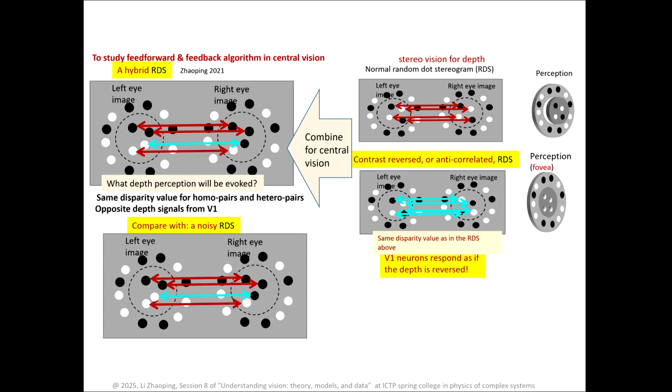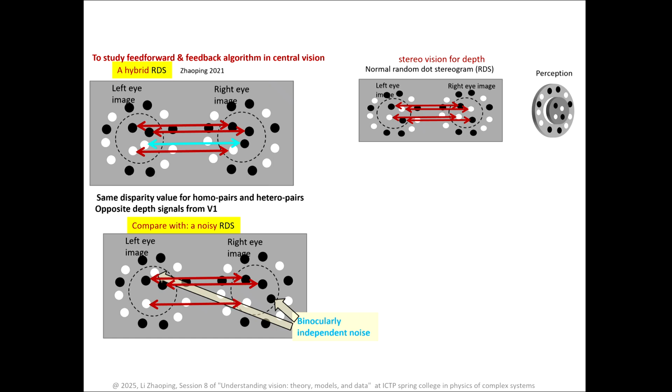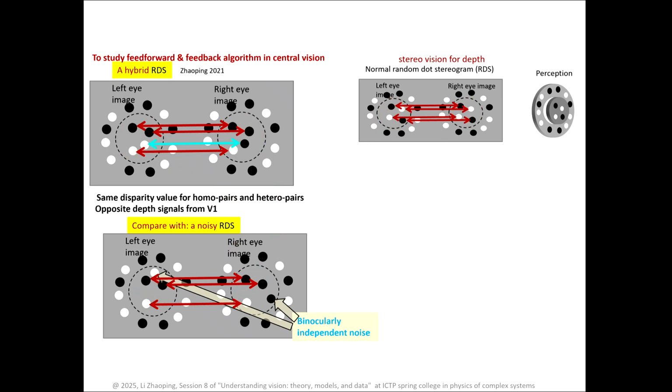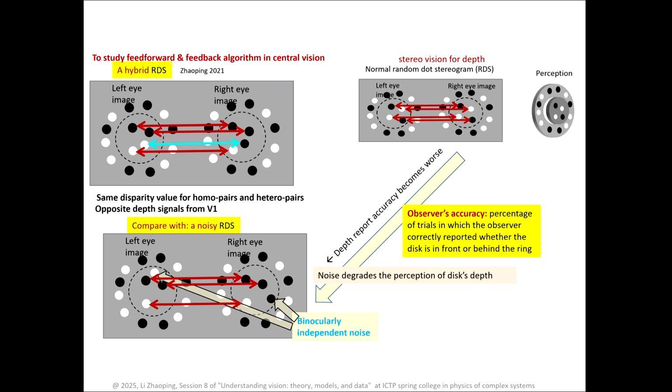We can compare the perception with this noisy stereogram, which is the same as the stereogram above, except that the heteropairs of dots are broken down into binocularly independent noise dots. In contrast to the noise dots, the binocularly corresponding dots are called signal dots, since they provide depth signals, whether normal or reversed depth signals. Noise degrades the perception of the disk's depth, and this is measured by observers' accuracy in reporting whether the central disk is in front or behind the ring.